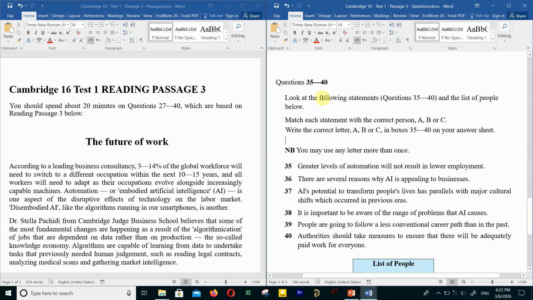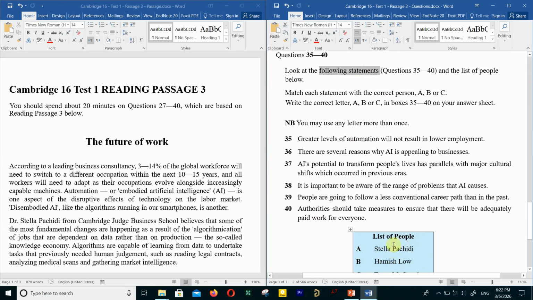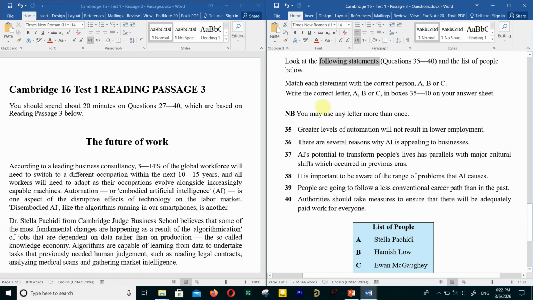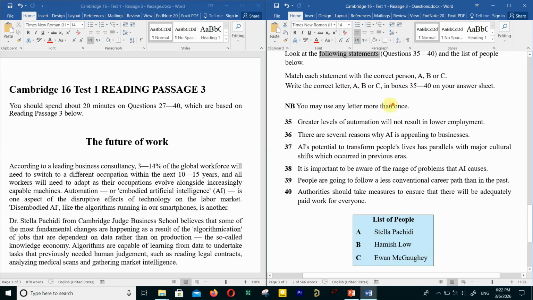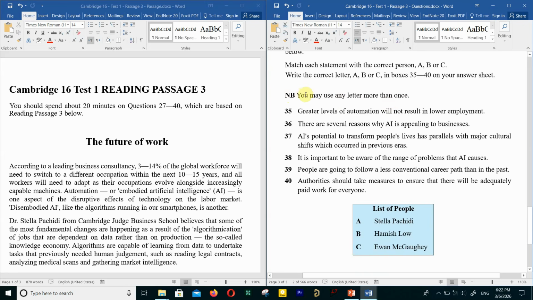Here it says to look at the following statements. These are some statements and the list of the people below. This is the list of the people. Match each statement with the correct person, A, B, or C. Write the correct letter A, B, or C in boxes on your answer sheet. Note that you may use any letter more than once, so be careful with that. There are 6 questions and 3 persons, maybe 2 for each, I don't know.